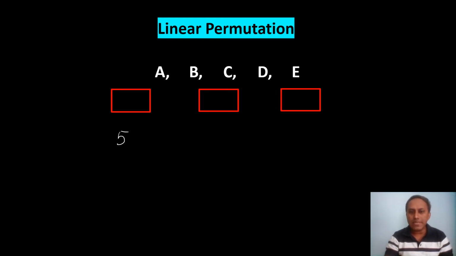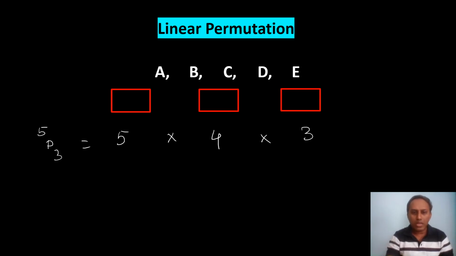Now when one person is sitting, how many ways can we fill the second chair? 4 ways. Any of the 4 remaining persons can sit. Similarly, the third chair can be filled in 3 ways. So together, using the basic principle of counting, it is 5 into 4 into 3. This is permutation of 5 objects taking 3 at a time. We denote it this way, 5P3.